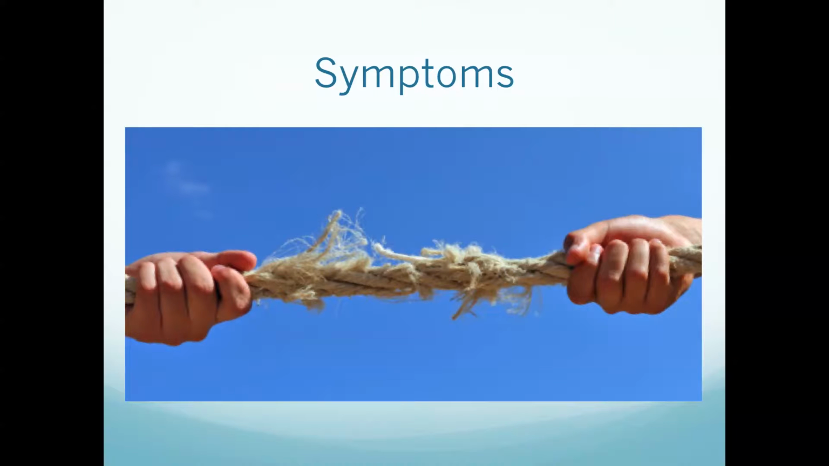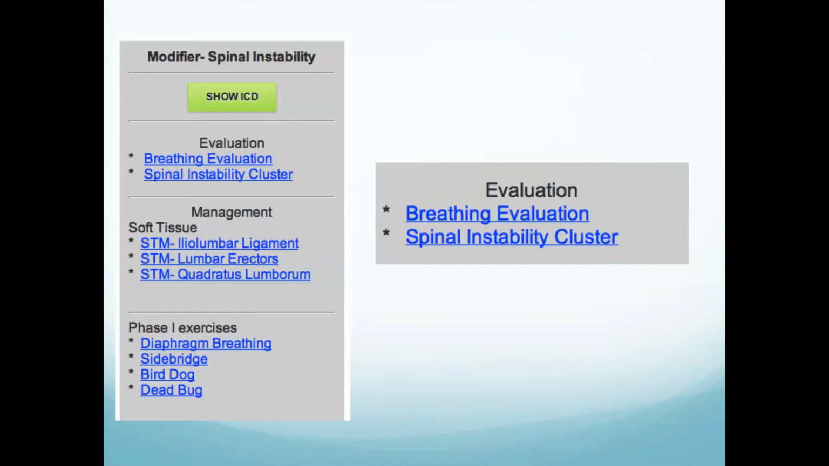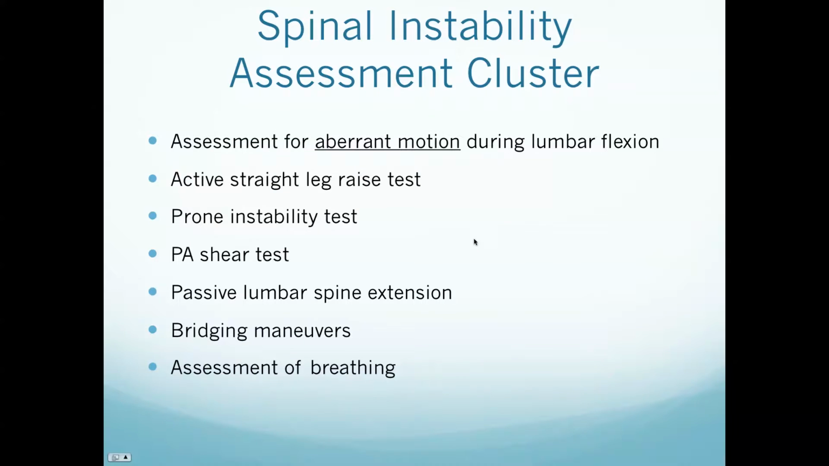So how do we identify spinal instability? Well, first of all, we're going to look at breathing evaluation, because we know the diaphragm is the roof of that canister. We're also going to assess the tests within the spinal instability cluster, and those tests are assessment for aberrant motion during lumbar flexion, the active straight leg raise, prone instability, PA shear, passive lumbar spine extension, bridging maneuvers, and obviously assessment of breathing.